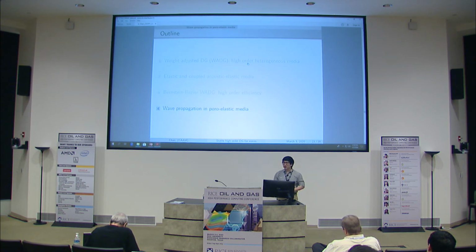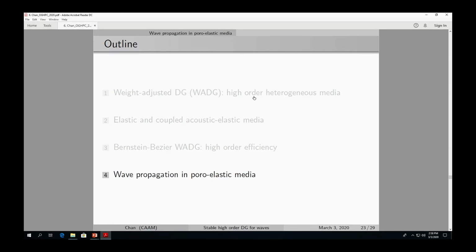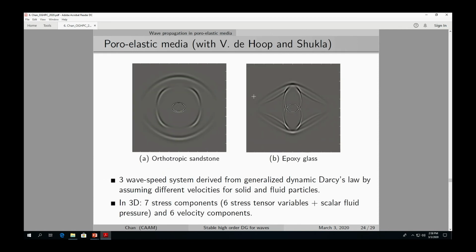OK, so I think I have about 5 minutes left. And with this, I'd like to tell you a little bit about what we've been doing more recently. We've been looking at extending this to poro-elastic media. This work started because Dr. Martin de Hoop was interested in looking at a poro-elastic system, and I thought, well, maybe this weight-adjusted DG method works well for it.